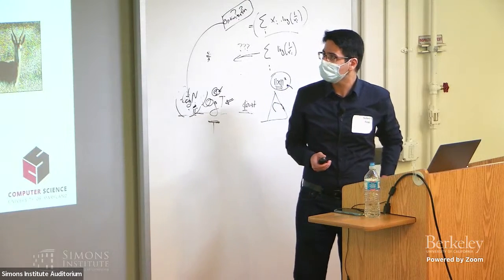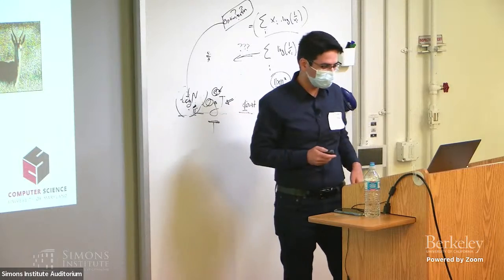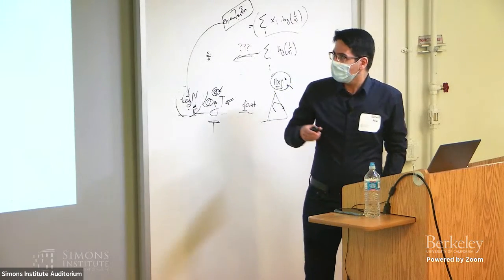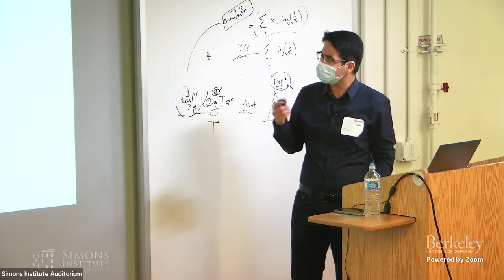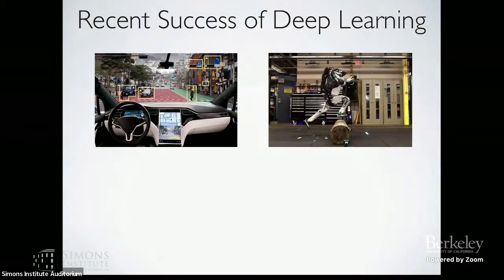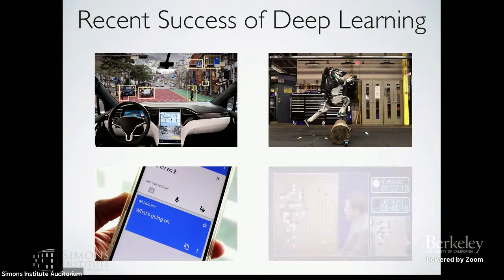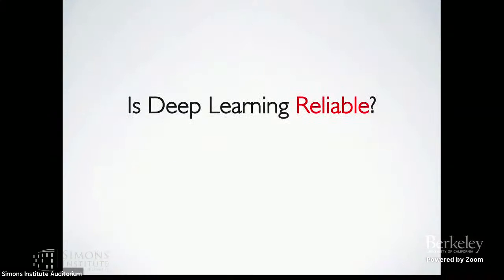So today I'm going to talk about studying failure modes of deep learning and potential ways to fix them. We have all witnessed the recent success of deep learning in many areas, ranging from self-driving cars and vision, to robotics, to natural language processing, games, reinforcement learning, you name it. But the question we are asking in this presentation is, in fact, whether deep learning models in practice are reliable.